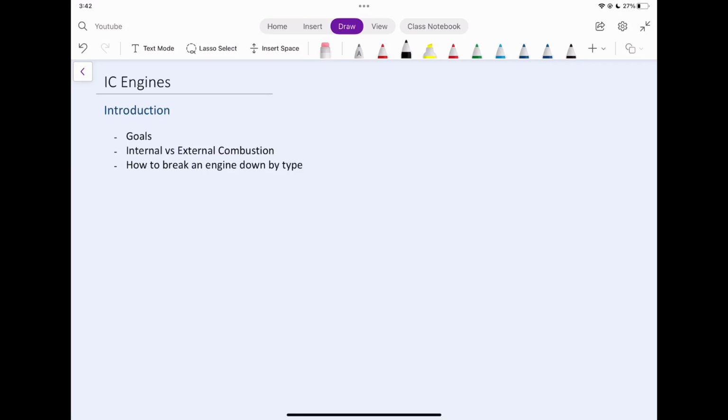Hey everyone, in this video we're going to be introducing internal combustion engines, and we're going to go over some of the goals of internal combustion engines, internal versus external combustion, and how to break an engine down by type. This video is part of a short video series on internal combustion engines.